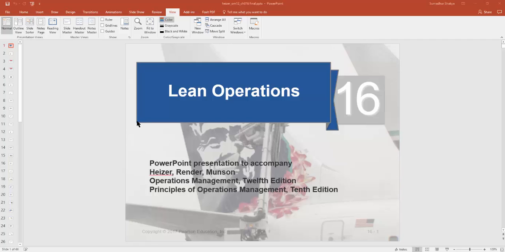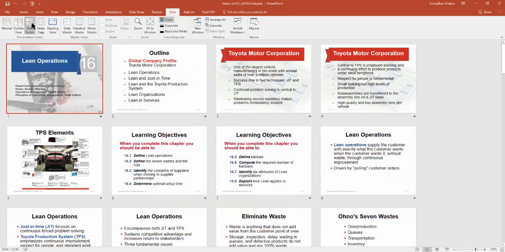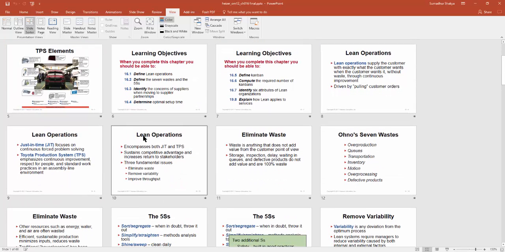In this video we will be covering lean operations, chapter 16 from the 12th edition of Operations Management by Heizer, Render and Munson. If you've gone through chapter 12 on inventory management, this is just a slight modification of that. Lean operation basically talks about how to reduce waste. There are a couple of terms that you need to know, for example, Kaizen and Kanbans.